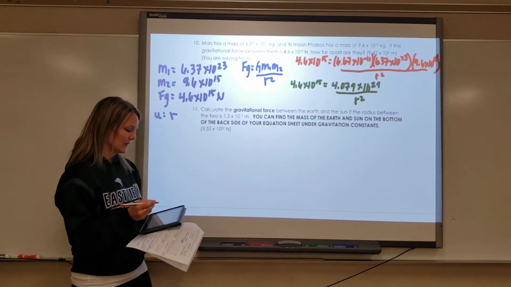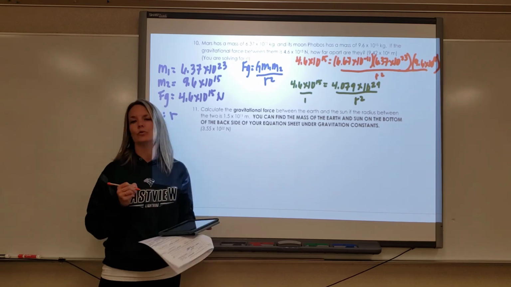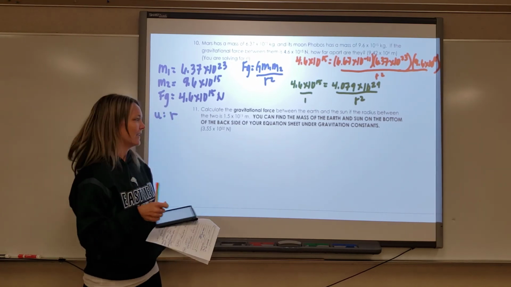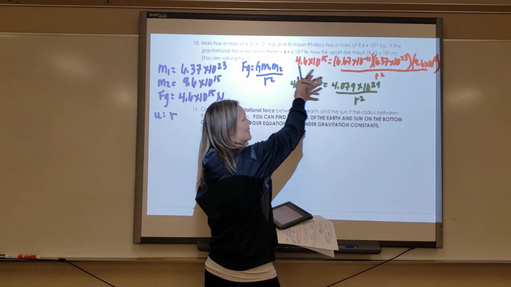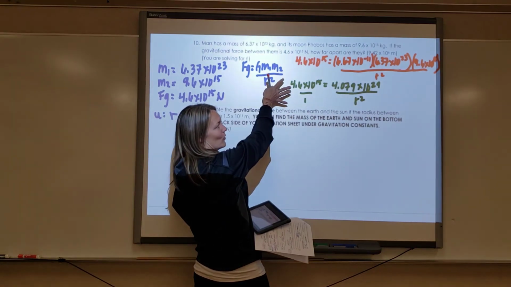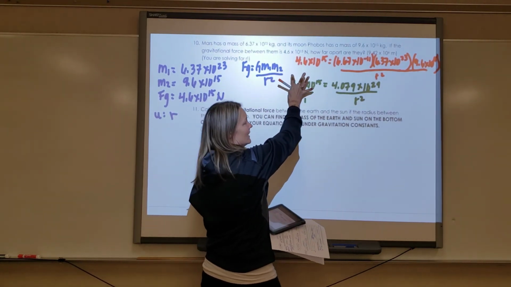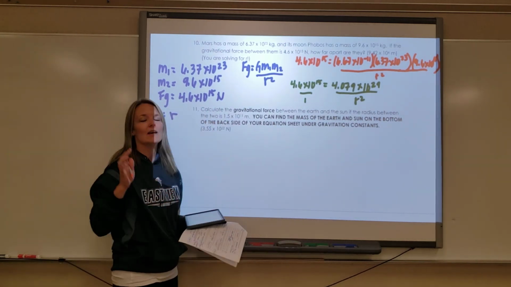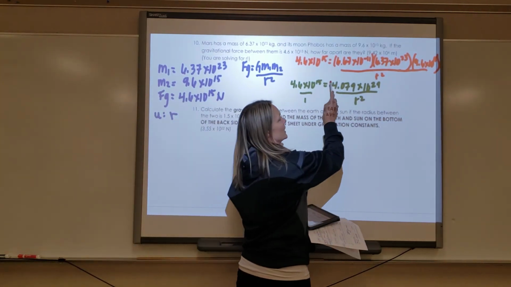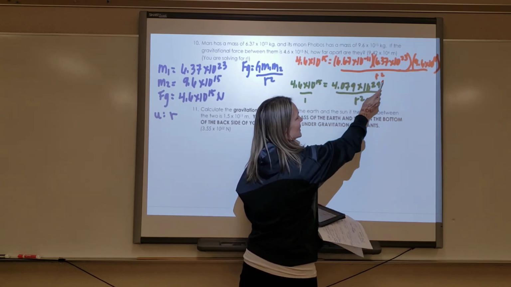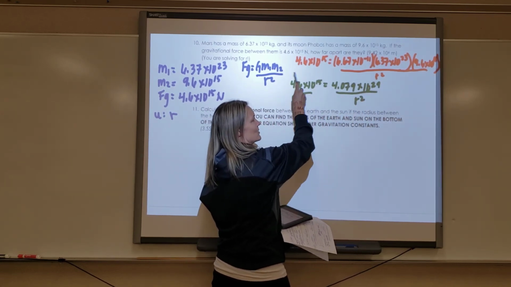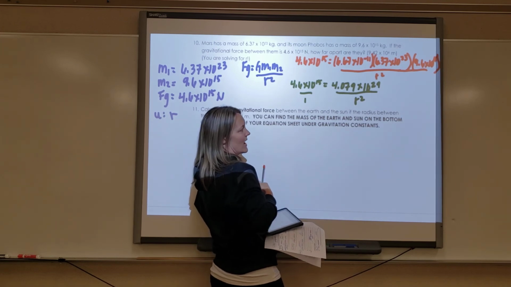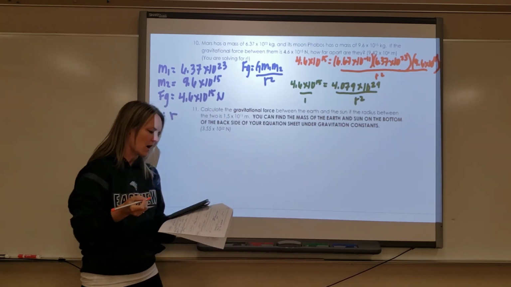All right, how do I get R off the bottom? You cross multiply and you divide. All right, so we've got to multiply the R squared over here, then divide by the 4.6 times 10 to the 15th. So in math terms, you are going to take this number right here, divide it by this number right here. You're cross multiplying and then dividing, and that will be equal to R squared.